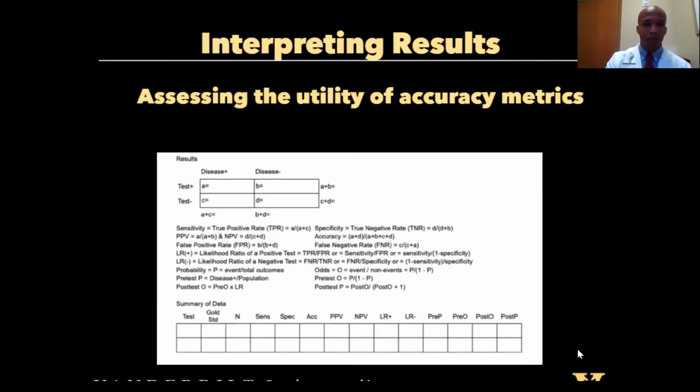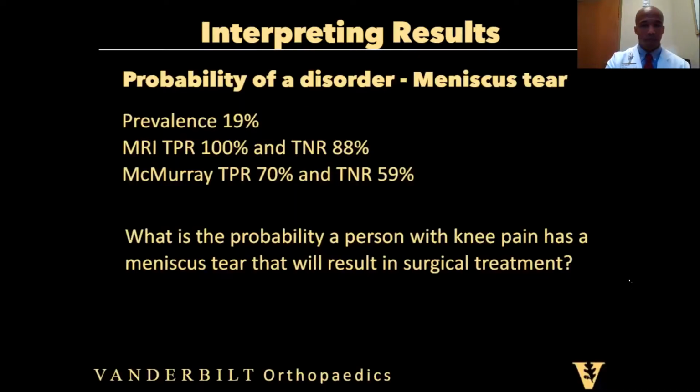So our example is going to be if someone comes into your office with knee pain, okay, so not related to cardiac, but just a way of using these metrics, what is the probability that a person who is coming into your office with knee pain has a meniscus tear? Okay. Well, if we are looking at this patient as they walk in, we already know, because this information is known publicly, that there's a prevalence in the adult population of 19% of all adults having meniscus tears.